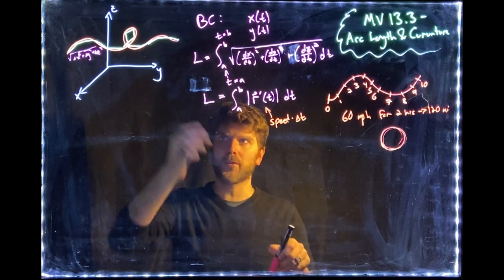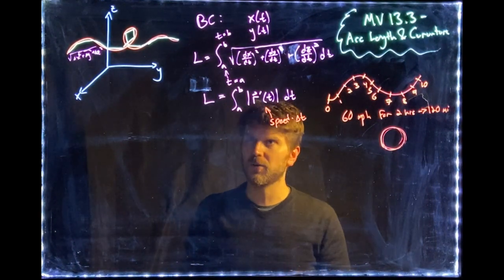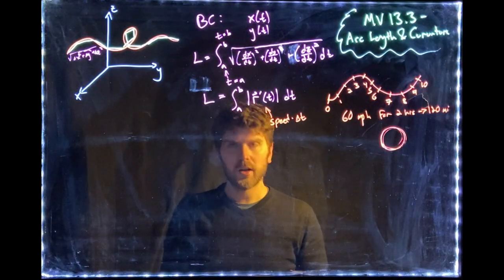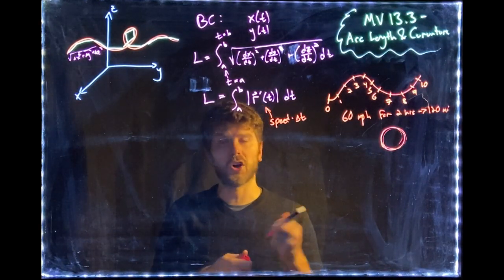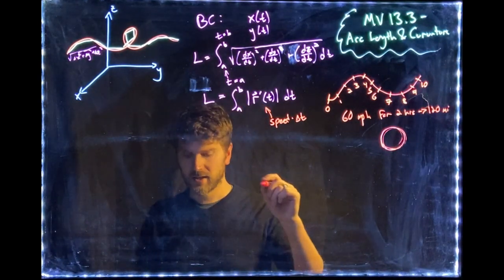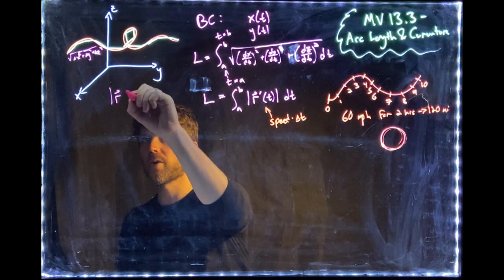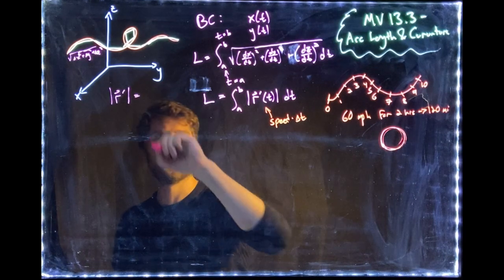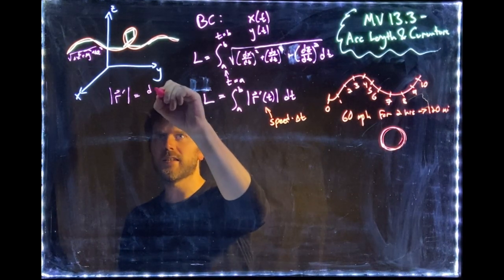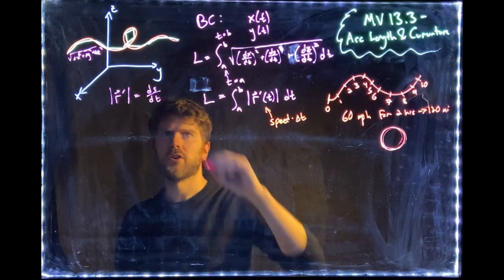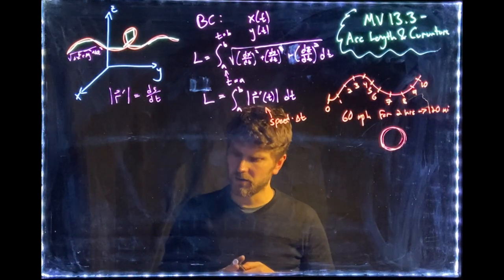Sometimes you will also, by the way, in your textbook and other places, see L, arc length, instead called S, the letter S. So you'll sometimes also see that the magnitude of r prime is called ds/dt. It's the time derivative of arc length.